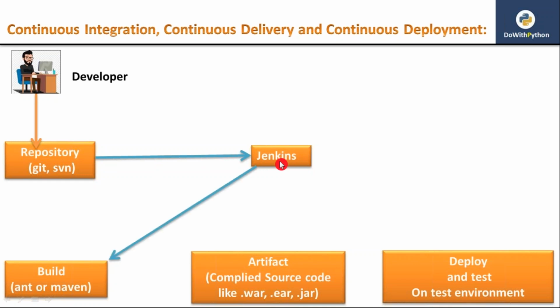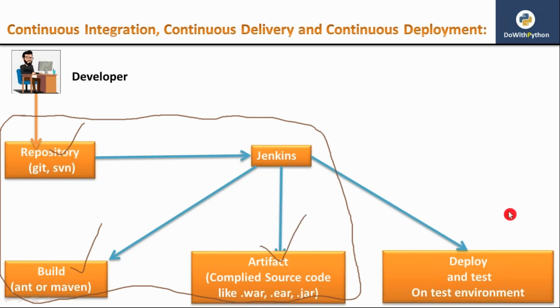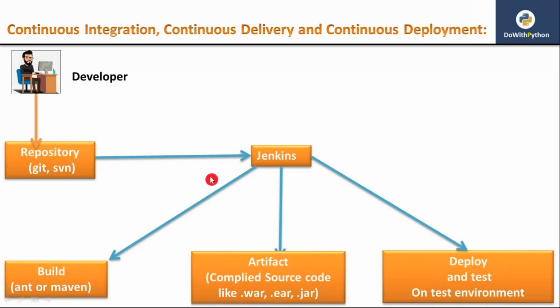Once there is a change, my tool itself will build that application using either Ant, Maven or Gradle tools. Once it is done, my tool itself stores that into the artifact. Then it will deploy into the test environment, right? Now, apart from deploy, if you observe up to this part, basically you are integrating repository code, build and artifact. So this concept is called continuous integration.